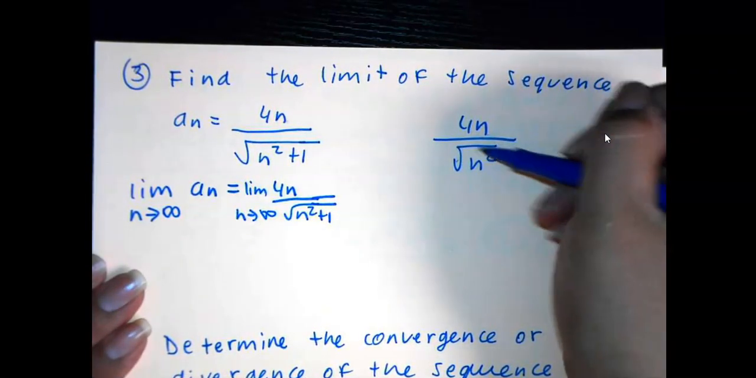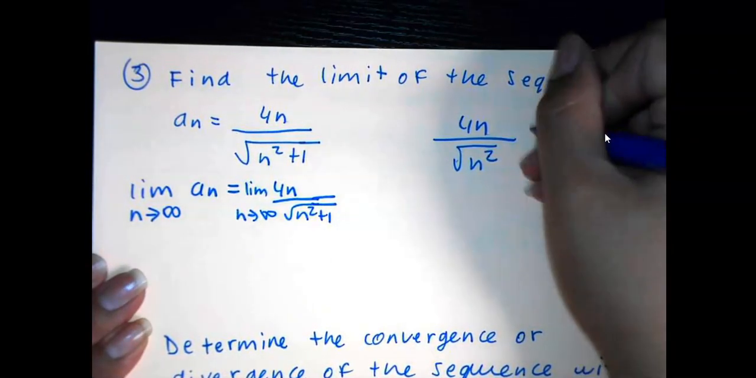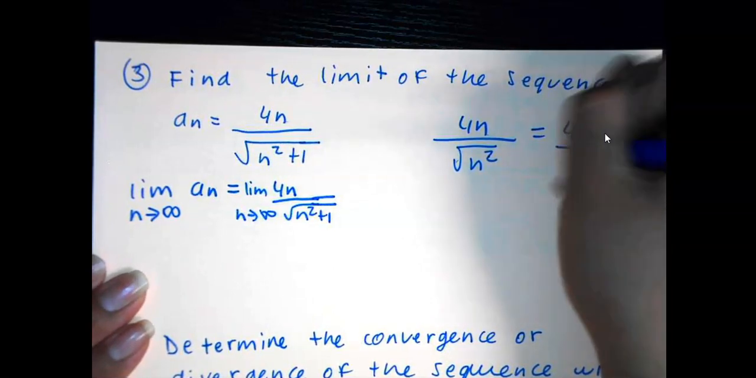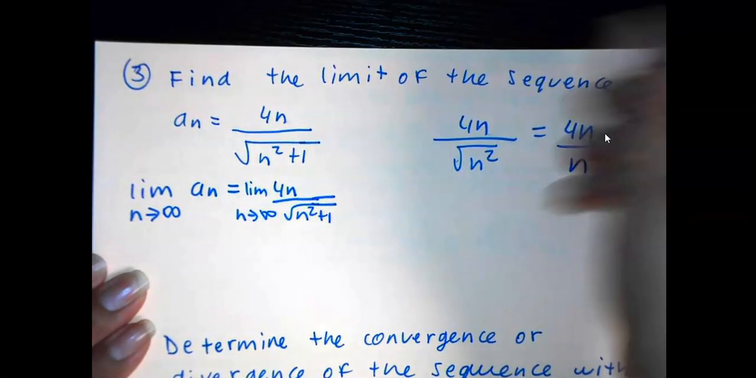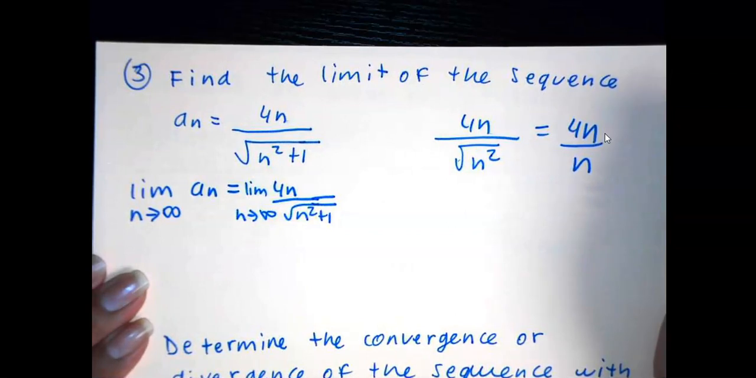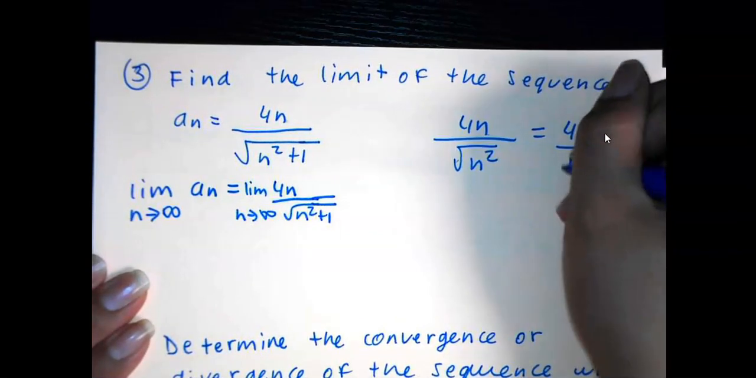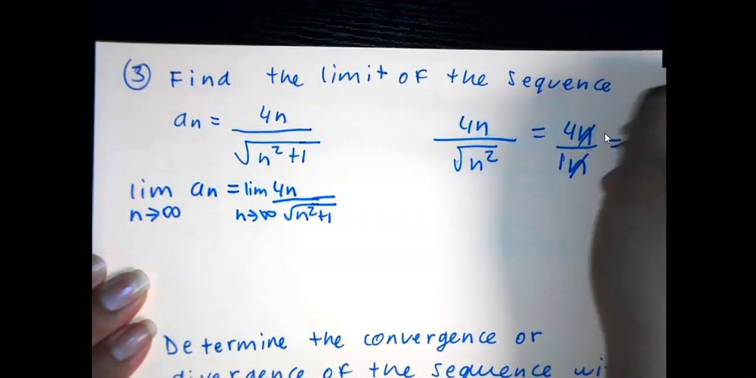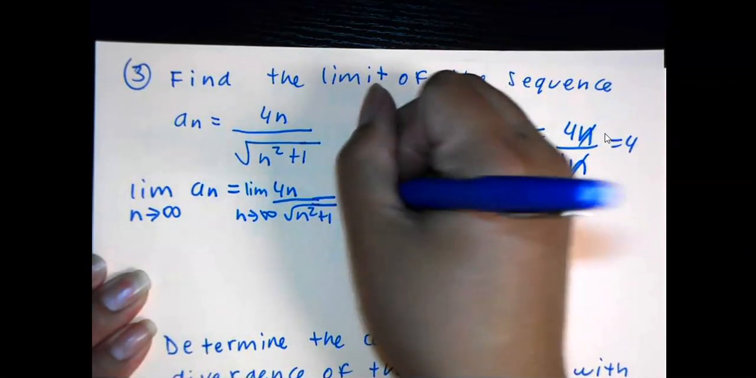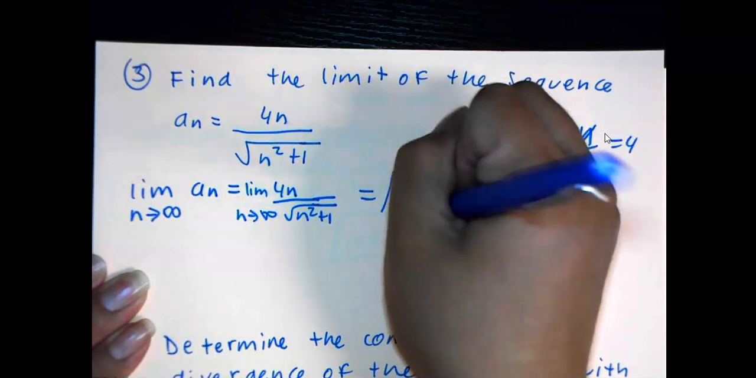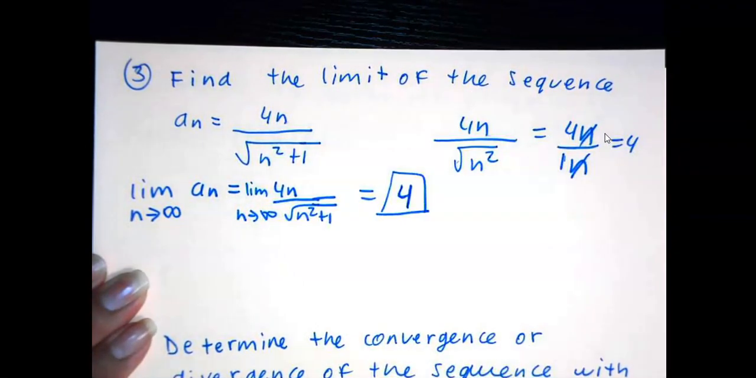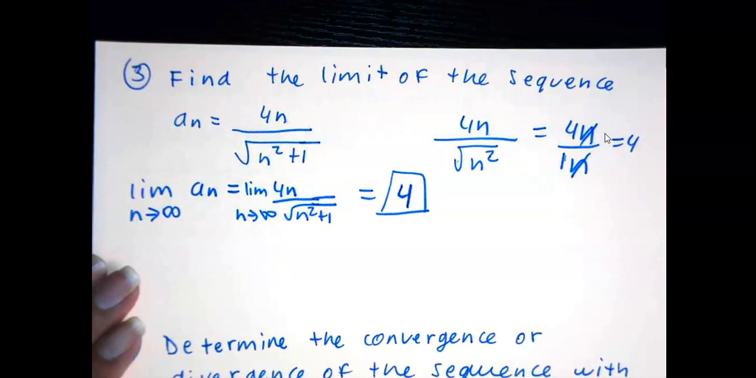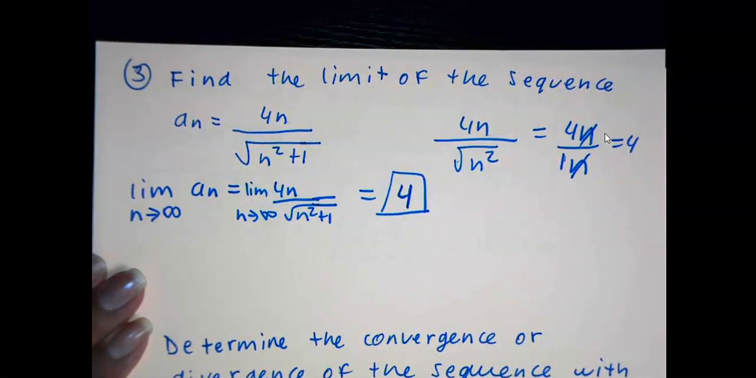Well, the squared and the square root cancel. So I'm going to have 4n over n. Well, what's the coefficient in front of the n when there's no number? Well, we have a 1. The n's cancel. So we have 4 over 1. So my limit is going to be 4. Okay, so the limit is going to be 4.